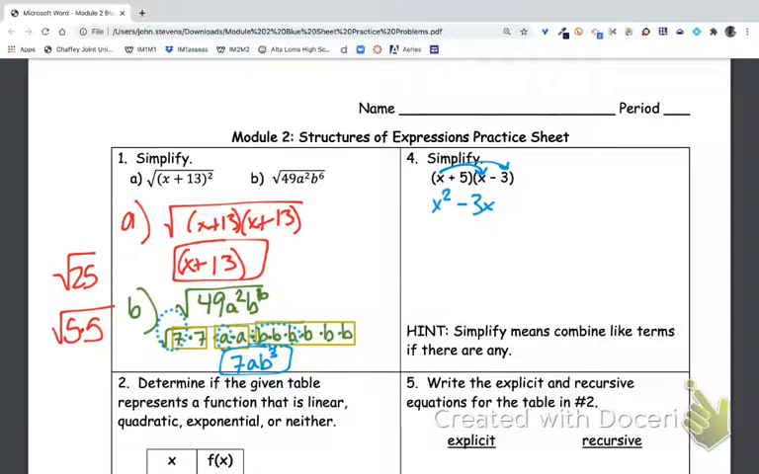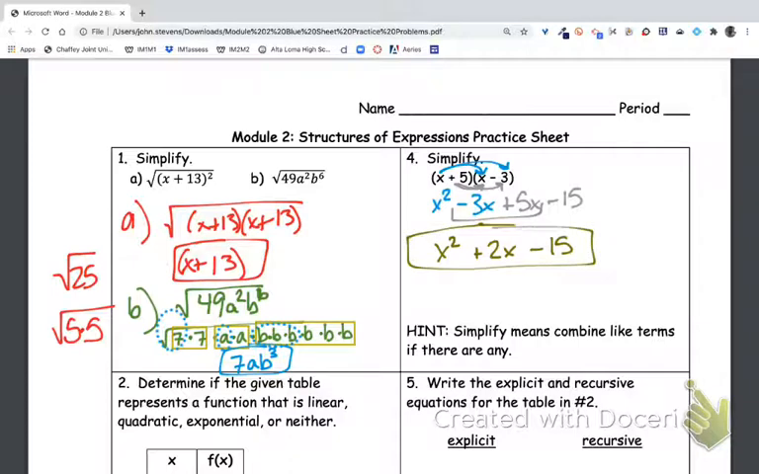Now for the second part, we're going to take that positive 5 and distribute it in as well. So positive 5 times x gives me positive 5x. Positive 5 times negative 3 gives me negative 15. We need to combine our like terms. We should end up with x squared plus 2x minus 15. That would be your simplified version for number 4.